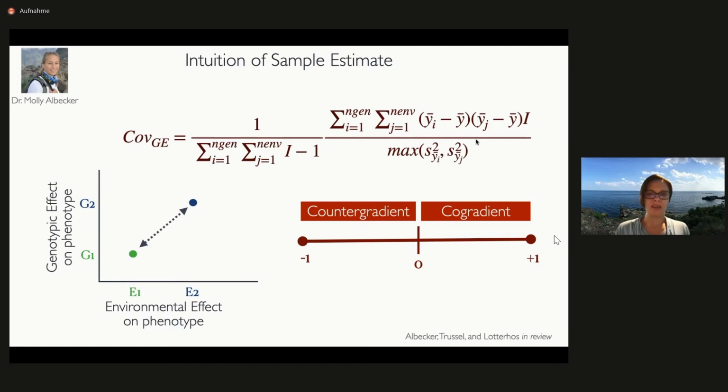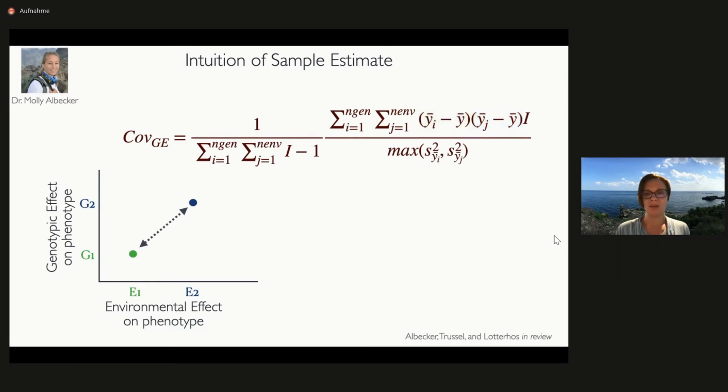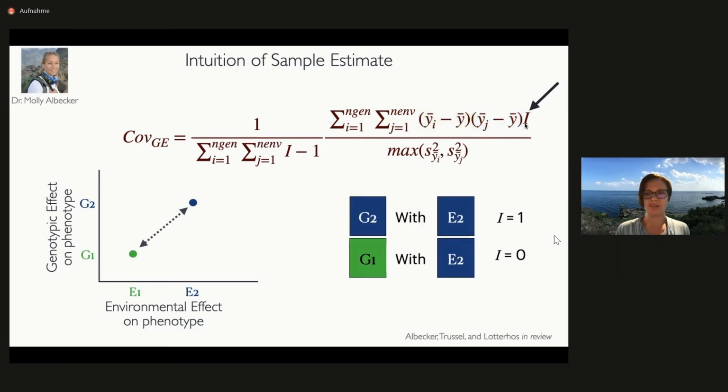If you're familiar with statistics, you may recognize this as looking similar to a correlation, but there are some important differences. So this is measuring the genetic effects. This is measuring the environmental effects. And you'll notice that we have this I variable. This is an indicator variable. And this just indicates that we only want to count effects towards the covariance when those genotypic effects are matched with their environmental effects.